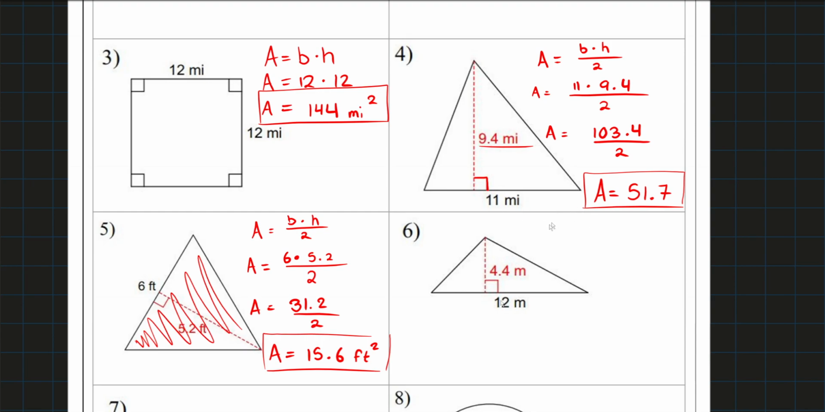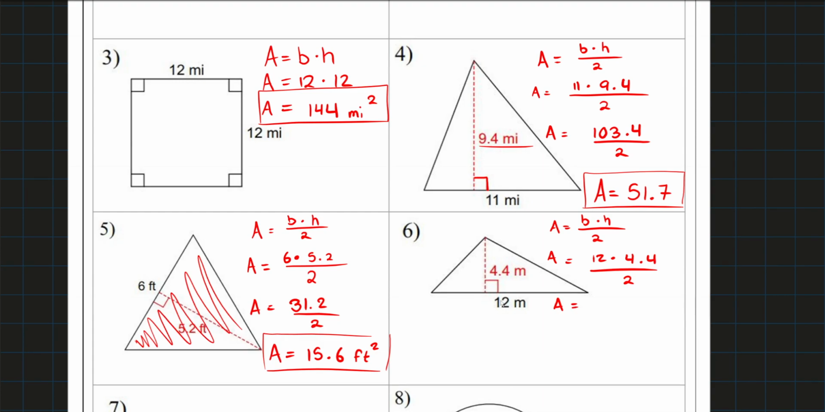Goodness gracious, another triangle. How about some variety, Mr. Grab? Don't worry, I'll switch it up one more time after this. The area of a triangle, let's see if you can say it with me. 3, 2, 1. Base times height divided by 2. Nice work. Area equals base times height, so 12 times 4.4 divided by 2. That's the formula. You got to divide it by 2.